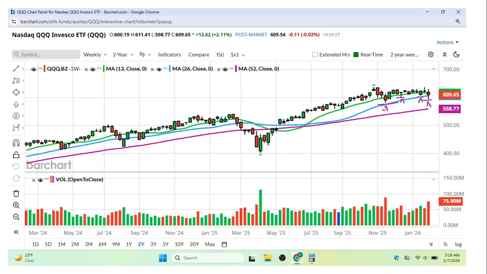So we've got also some support points here. These two support points have been broken. If it breaks this next one or gets near that, I think you could see the NASDAQ go into a little more of a sell-off. Now, if it doesn't break support and buyers come back into this market, that could be very positive for that going forward.